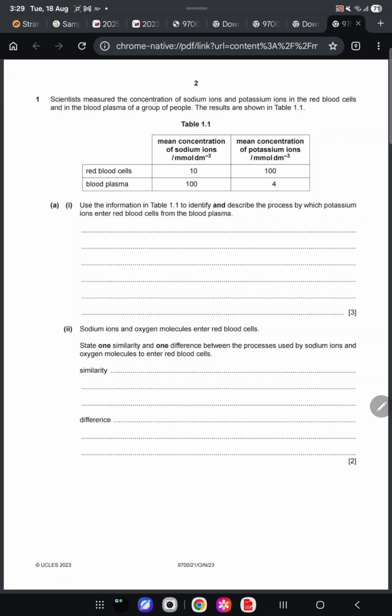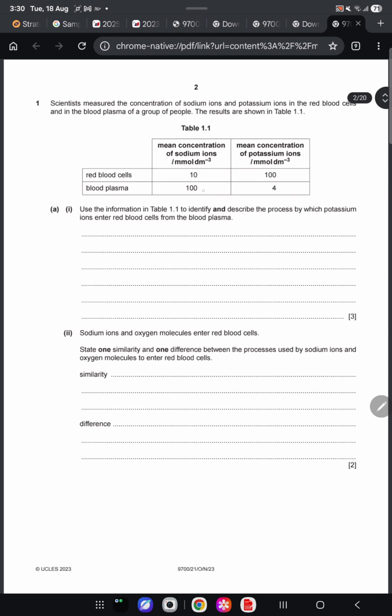Scientists measured the concentration of sodium ions and potassium ions in red blood cells and in blood plasma of a group of people. The results are shown in table 1.1. When you look at the results, we can see the concentration of sodium ions in red blood cells and in blood plasma, and also potassium ions in red blood cells and in blood plasma.